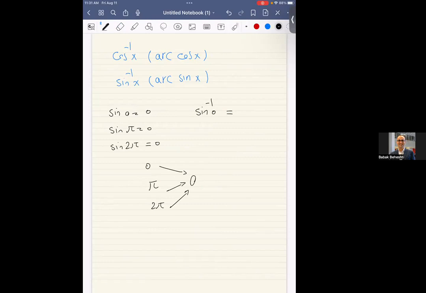Now, what is sine inverse of 0? Is it 0, pi, or 2 pi? Which one do I have to choose? The convention is that we choose sine inverse of x to be a value between pi half and negative pi half.